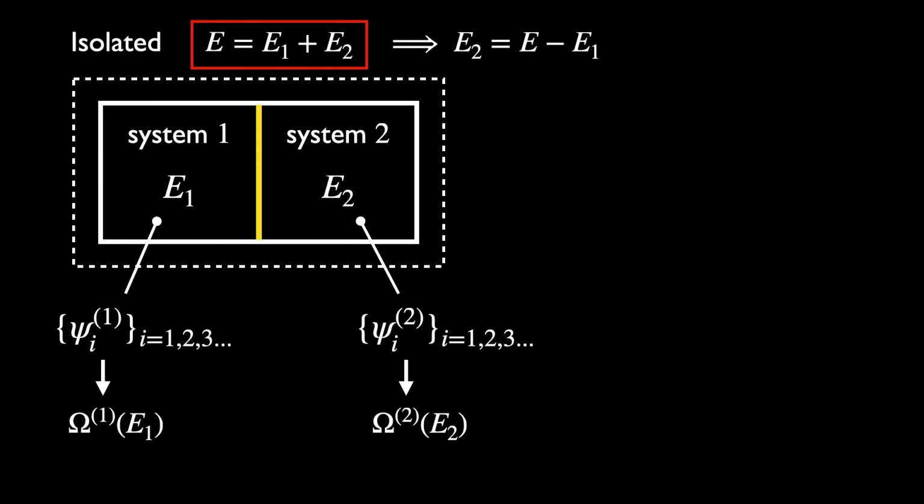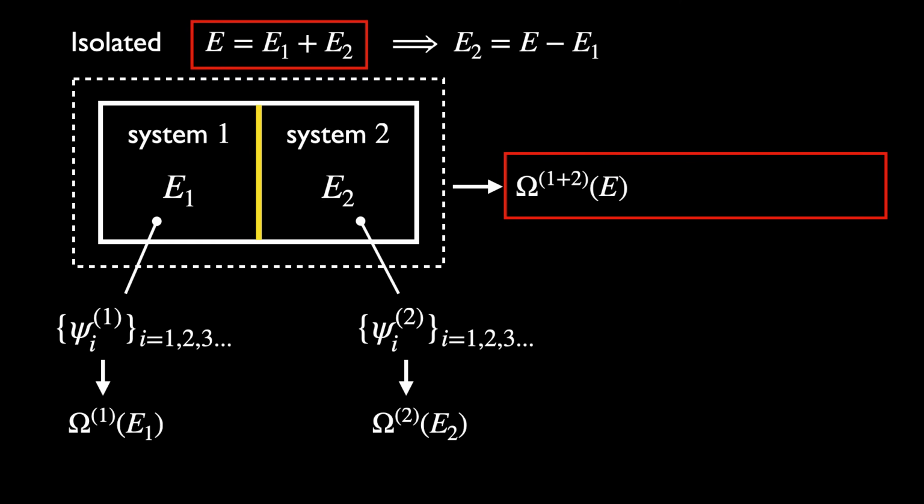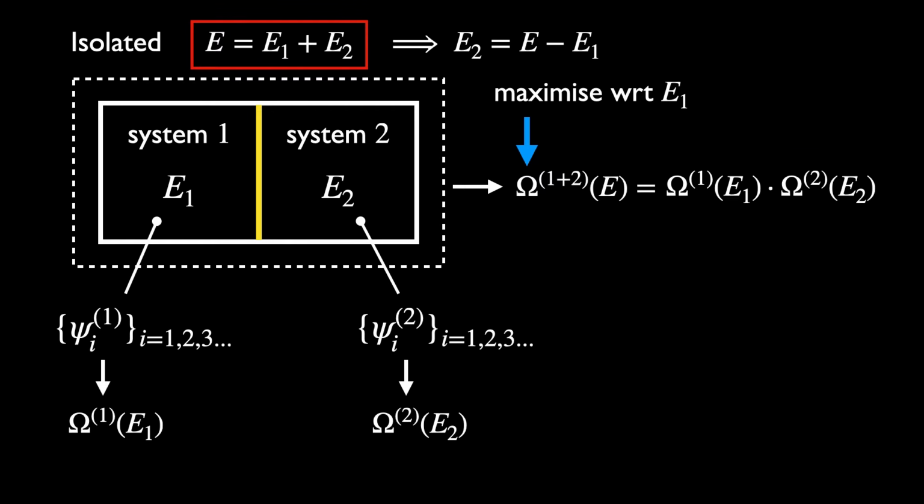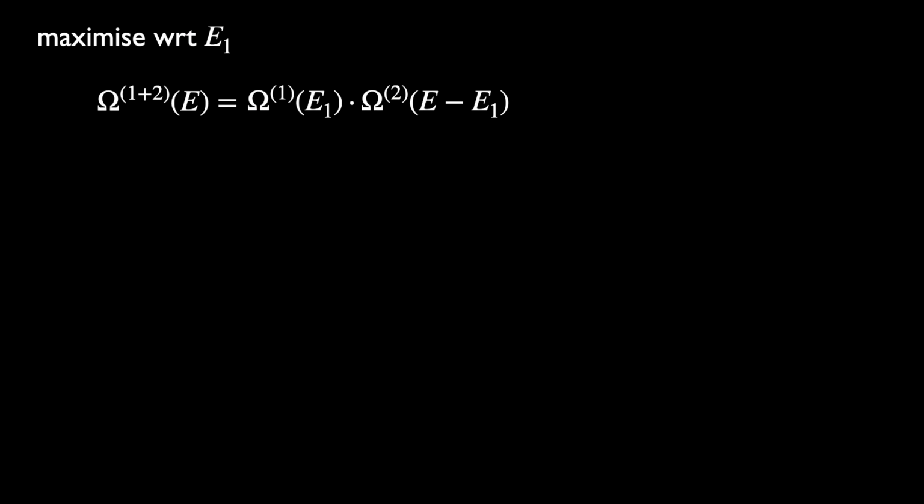For any particular distribution of energy E into E1 and E2, the total number of combinations of microstates is just the product of the omegas of the two systems. We can just replace E2 with E minus E1, and effectively treat E1 as the macrostate of the joint system. Therefore, the most probable macrostate E1 is just the one that maximizes the omega of the joint system.